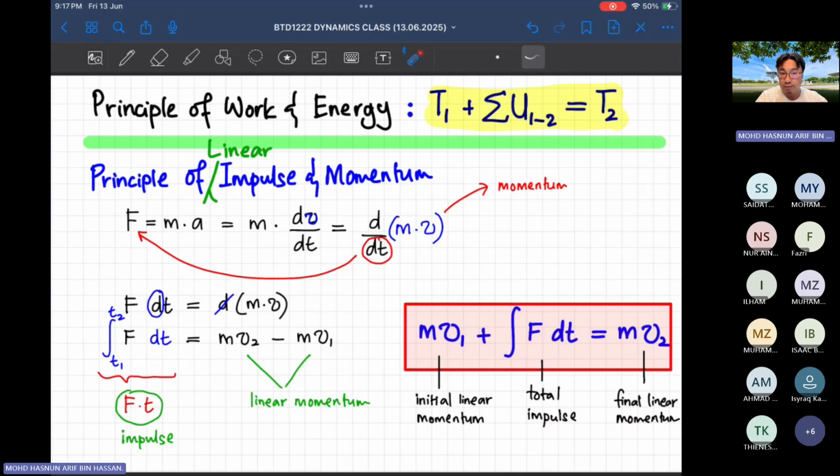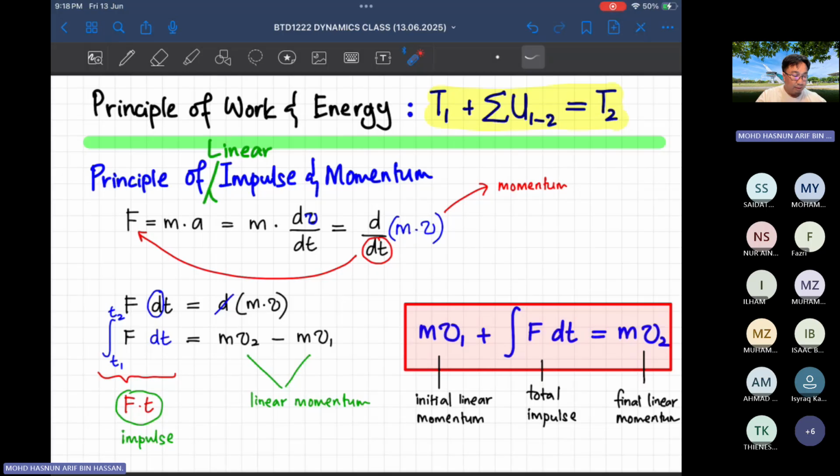You can see that this principle of linear impulse and momentum is identical in form to the principle of work and energy. For work and energy, we have initial kinetic energy plus total work done is equal to final kinetic energy. For linear impulse and momentum, you have the initial momentum plus the total impulse equal to the final momentum. So that is the principle of linear impulse and momentum.